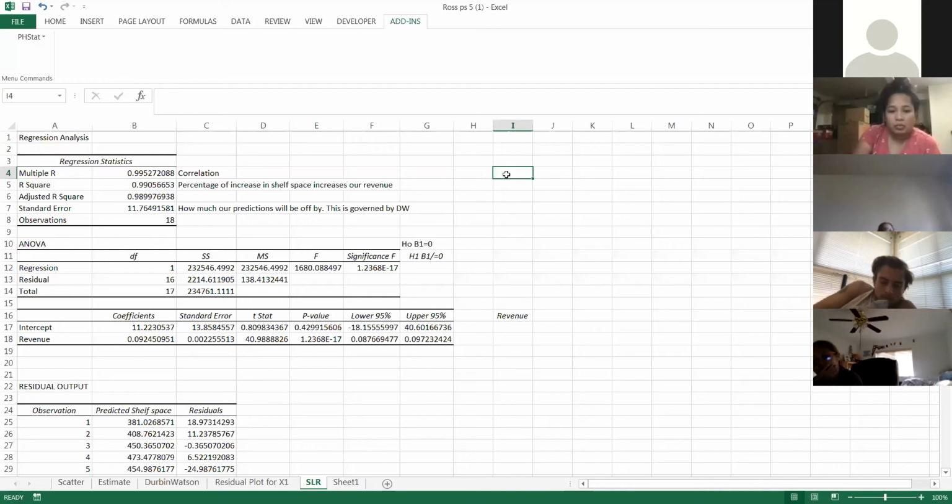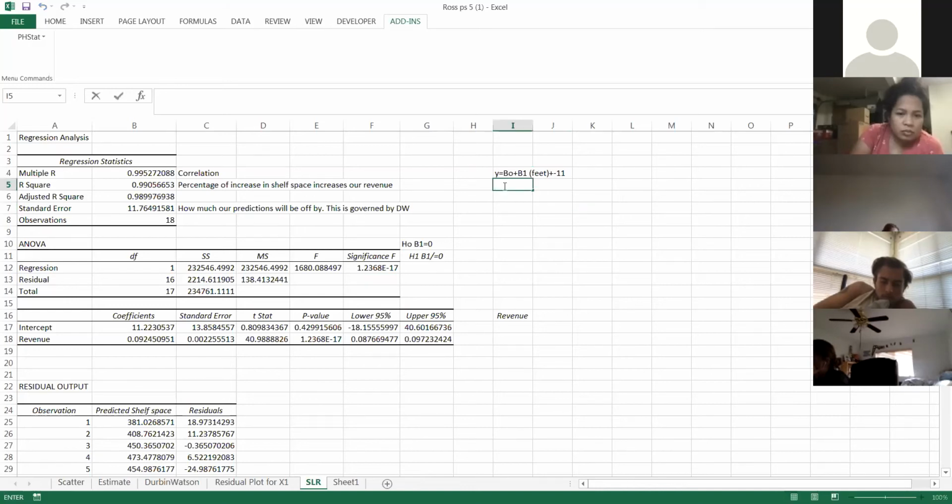And the way that we figure that out, this is our formula. So Y is our revenue, plus our intercept, plus B1 times how many feet we actually have of shelf space, plus or minus $11,000. So now all we have to do is plug our numbers in there and figure that out.